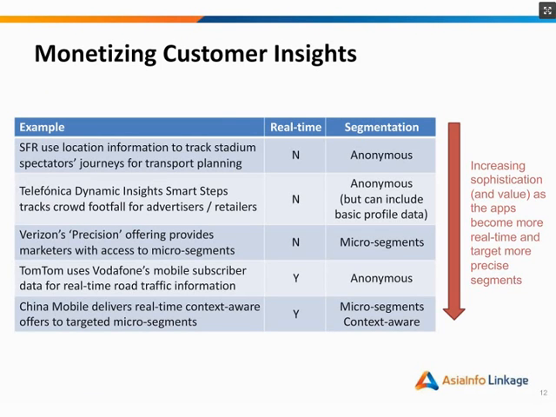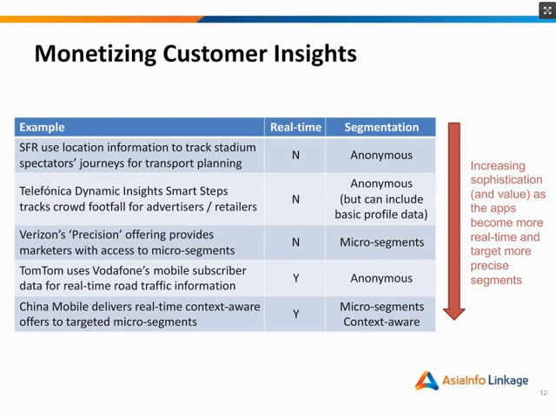Thanks, Justin. So we can see that operators are already monetizing their customer insights from big data analytics, and this slide shows some real-world examples and maps them against 2 factors. The first factor is the degree of real-time versus offline analysis which is needed, and the second factor is the granularity of the segmentation. In other words, how much personal information is used in the analysis. So SFR, for example, is using location information to track crowd movements, such as the paths taken by spectators away from stadiums. This is valuable for transport planning, but can be completely anonymous and doesn't need to be analysed in real time.